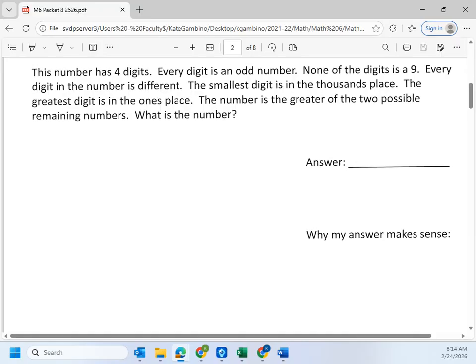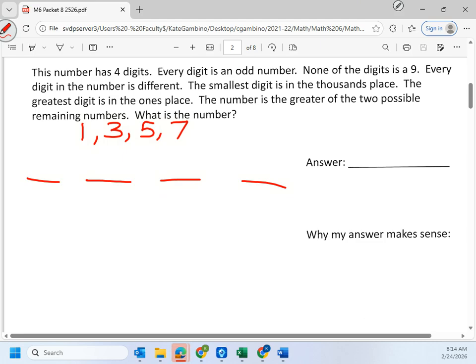This number has 4 digits. Every digit is an odd number. So my odd numbers, none of the digits is 9. So 1, 3, 5, 7. No 9s. Every digit in the number is different. So we're going to use 1, 3, 5, and 7 each one time.